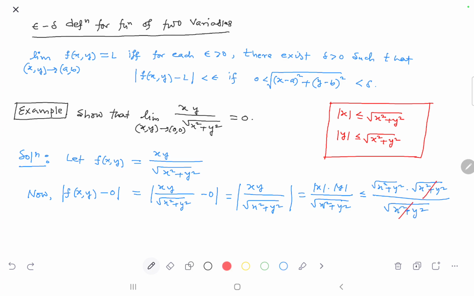So this cancels out with this. What are we getting? We are getting the square root of x square plus y square. So we get |f(x,y) minus 0| is less than or equal to the square root of x square plus y square. Right? Now you choose epsilon in the next step.